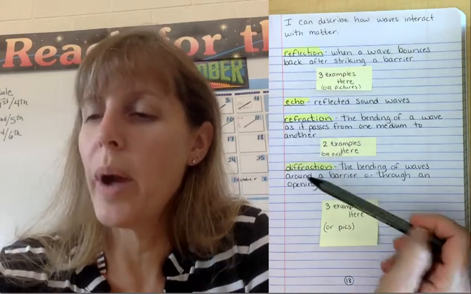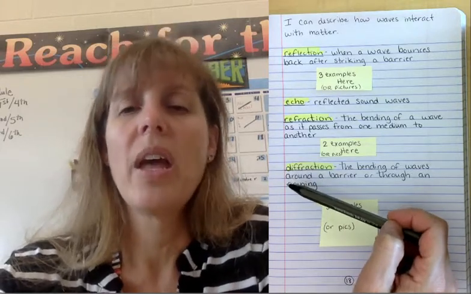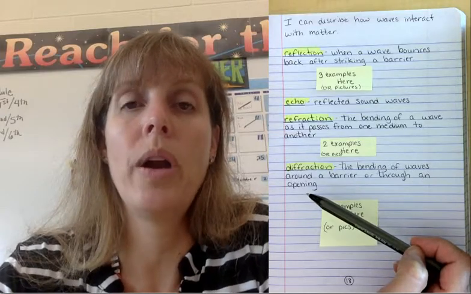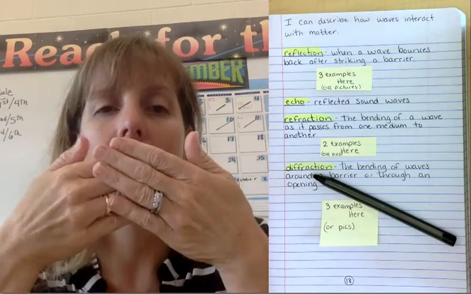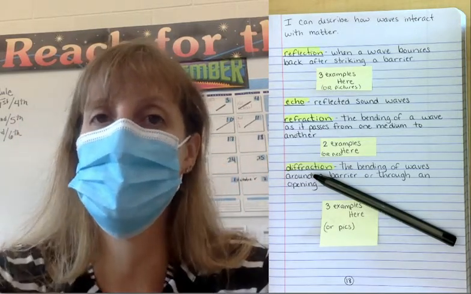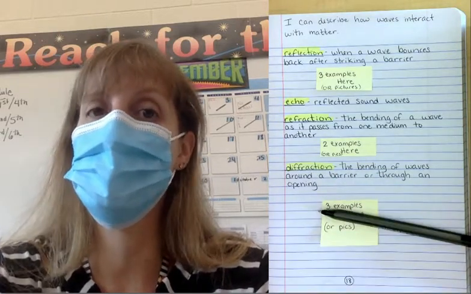Okay, the third way is diffraction. Diffraction, say it with me. Diffraction. Diffraction is the bending of waves around a barrier or through an opening. Hello, hello, right? So if I'm talking like this, you can hear me. Guess what? We're doing lots of diffraction listening lately. When we wear our masks, I sound a little bit different. What happens is the waves are bending as they are going through the openings of my mask. So you can still hear me, but not as well as you can hear me without it, right?